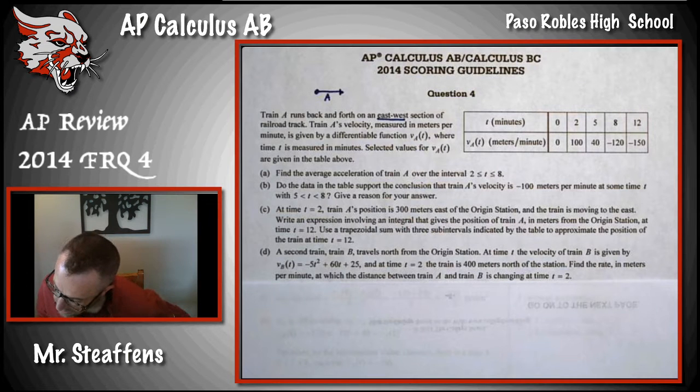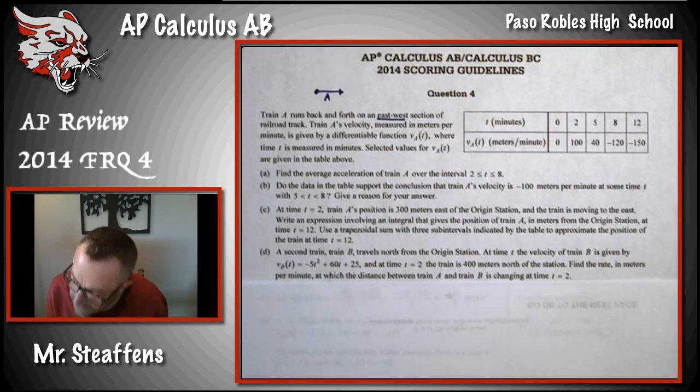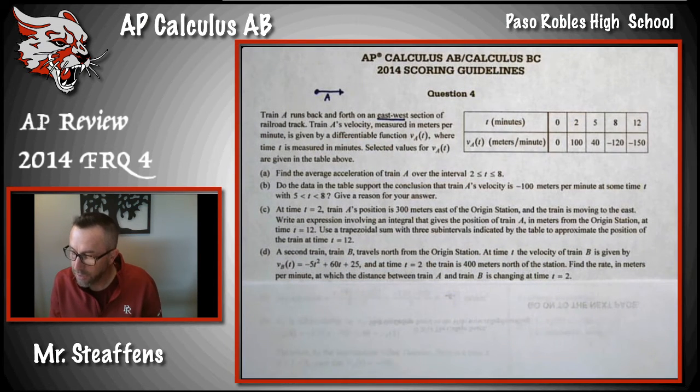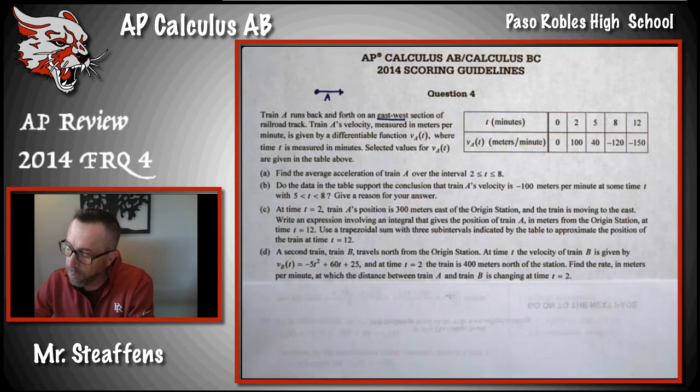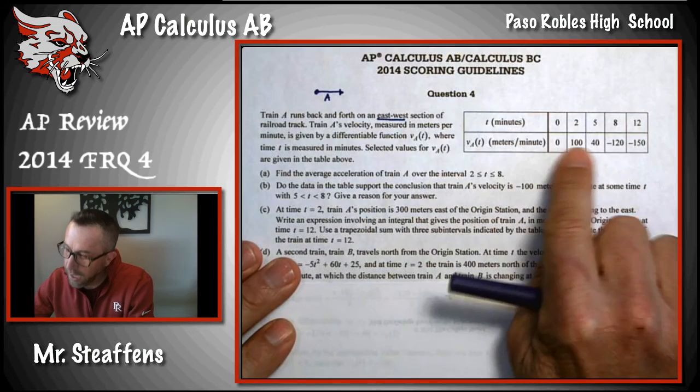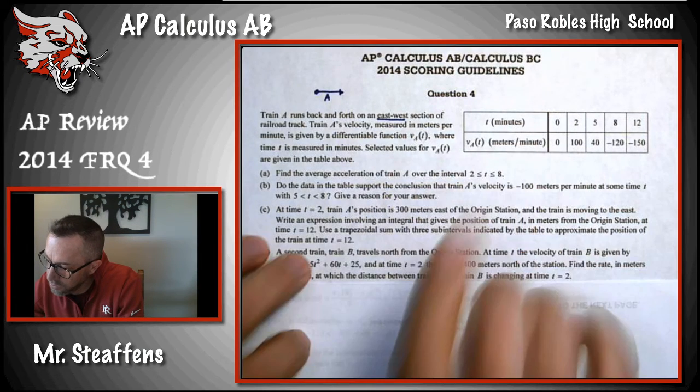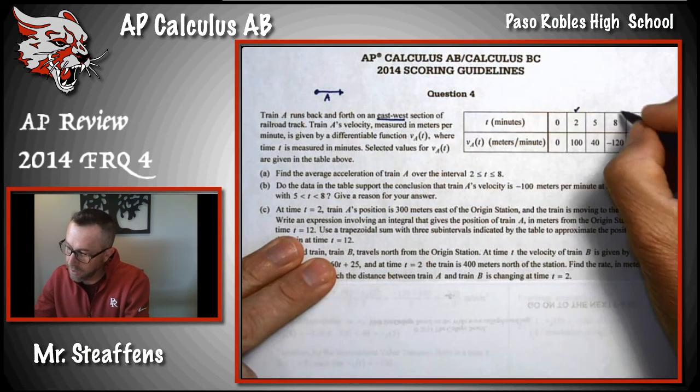It also says there's a function for A, there it is, and we don't really know what it is, it just calculates the numbers. So part A says, hey, find the average acceleration of the train. So remember, acceleration is going to be the slope of the velocity. So since it gave us the velocity, all I got to do is find the slope from 2 to 8. So I'm going to be able to use these two pieces of information to find the slope.